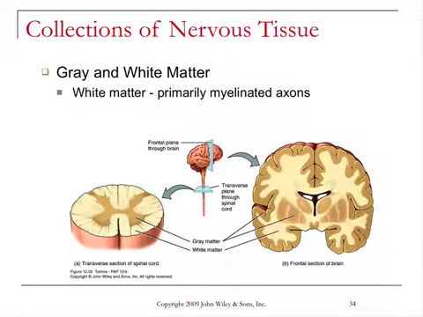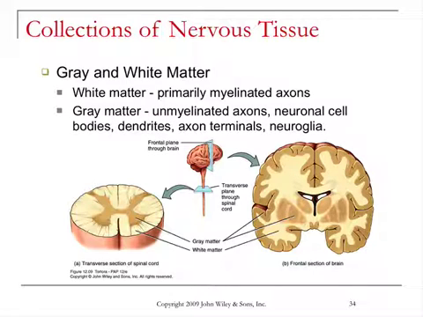White matter is primarily myelinated axons. Because of the makeup of the myelination, it gives this collection that white color. Gray matter, on the other hand, is a collection of unmyelinated axons, along with neuronal cell bodies, dendrites, axon terminals, and neuroglia. So the key thing to think about is that white matter consists primarily of the myelinated axons, and it's white due to the myelination, whereas gray matter is mainly gray because of the unmyelinated axons.